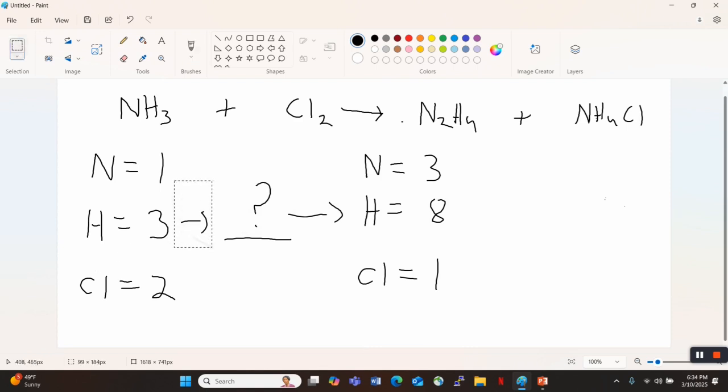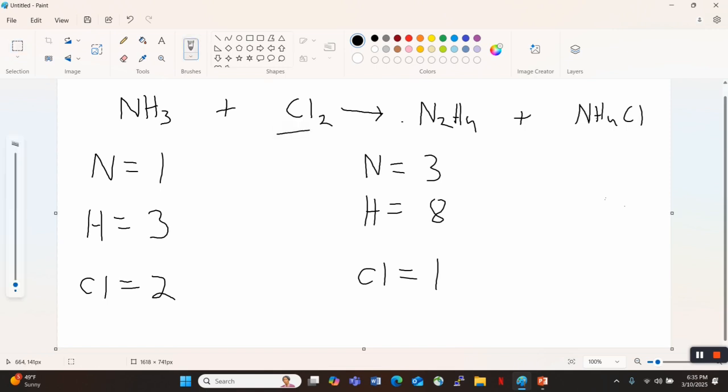So it might be a better idea for us to look for a different element to balance. And my personal preference would be chloride, just because it exists as a lone diatomic molecule on the reagent side of our reaction. So if we wanted to balance the number of chloride atoms on the left and right hand sides of this reaction, we could easily just multiply our ammonium chloride by a factor of 2.